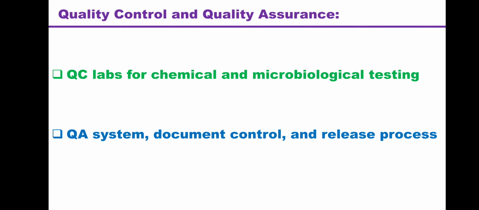Then quality assurance system. In QA system, we will brief about the document control, then release processes, then QMS system. Everything will be covered in the site master file.